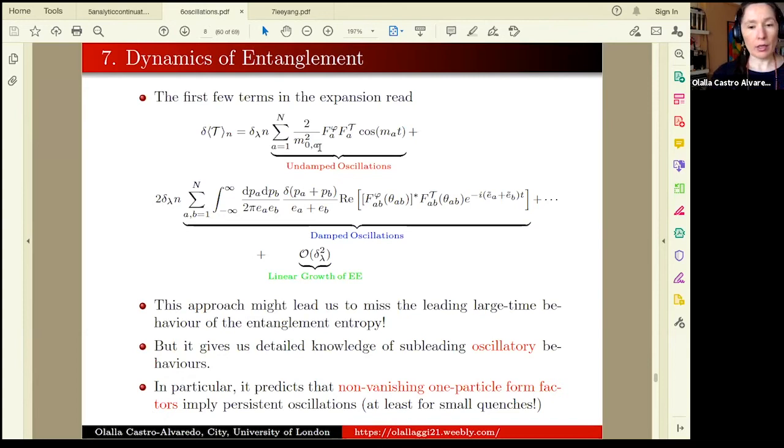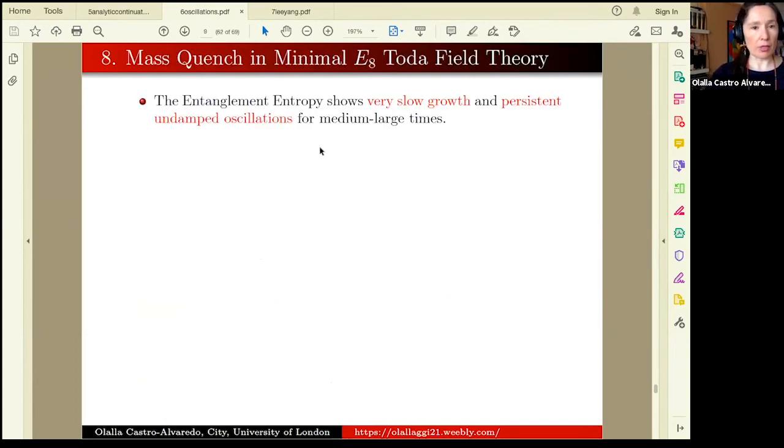So just to show you an example, I showed you this theory I talked about at the beginning. This is the theory I studied with my collaborators, Jacopo Viti, Istvan Szécsényi, and Máté Lencsés last year, I think it was published at the beginning of last year. And so we studied this model. Remember, this was a mass quench in a theory that has 8 stable particles, all with masses related to each other. A very interesting theory, by the way, that was studied by Zamolodchikov originally.